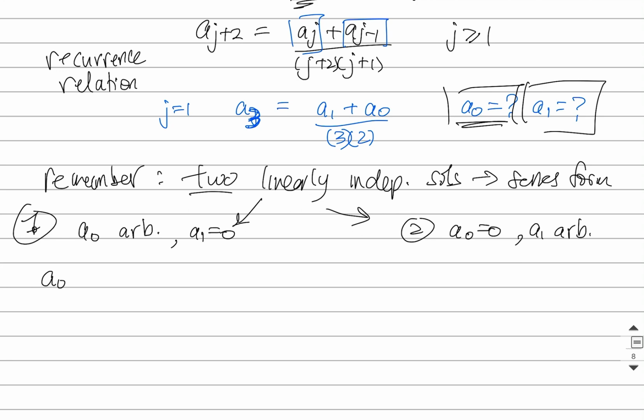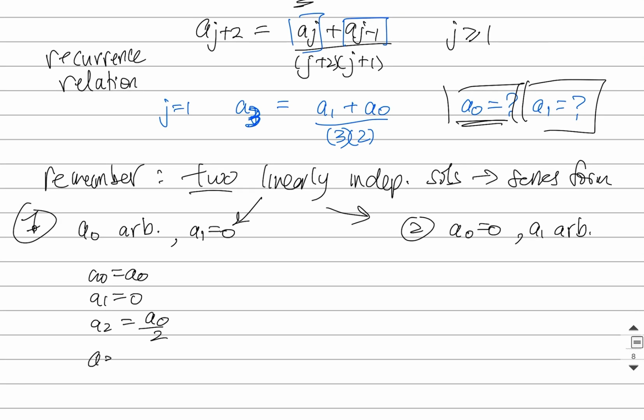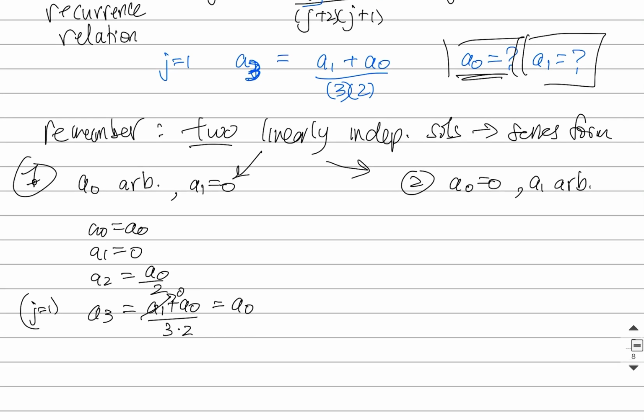So, a0 is arbitrary. So that could be anything. a1 is 0. a2 is a half of a0 over 2... so half of a0. Now, here's where the recurrence relationship kicks in. When j is equal to 1, we're going to have a1 plus a0 over 3 times 2. The a1 is 0, so this is just going to be a0 over 6.